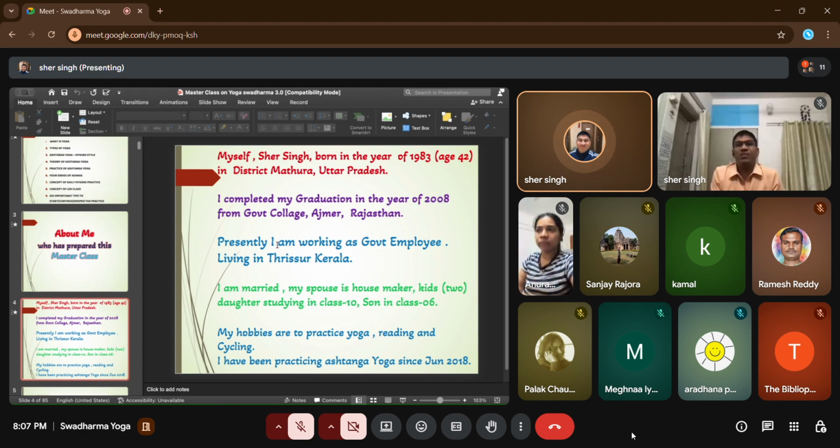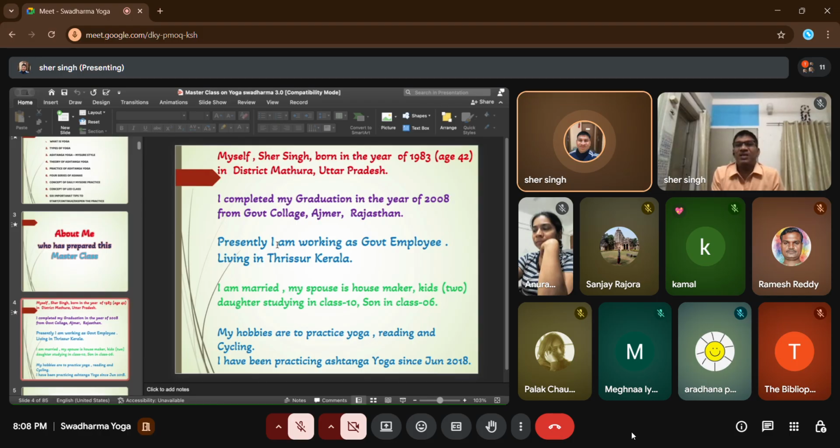So this is me. My name is Sher Singh. My date of birth is 1983. I belong to district Mathura, Uttar Pradesh. Earlier it was part of Mathura, but now it is Hathras. But since we are Braj Bhashi, we always consider ourselves from the district Mathura only.